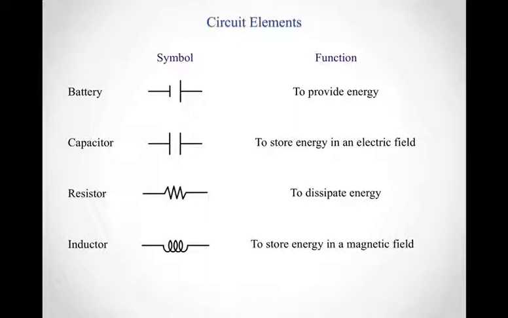So what you can see is we've got three elements here that have the ability to provide energy. A battery does, and the capacitor and the inductor can too, because they're places where you can store energy, so they can also be places that provide energy. The resistor, on the other hand, is purely just going to dissipate energy.